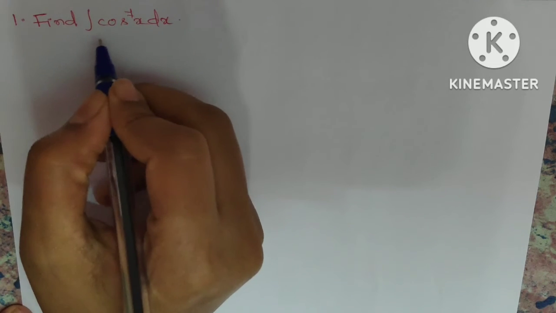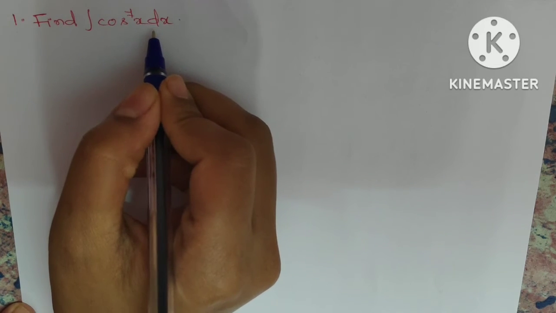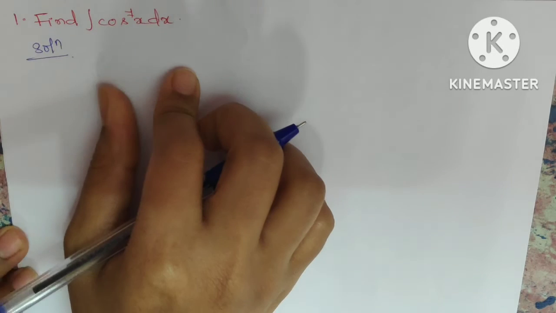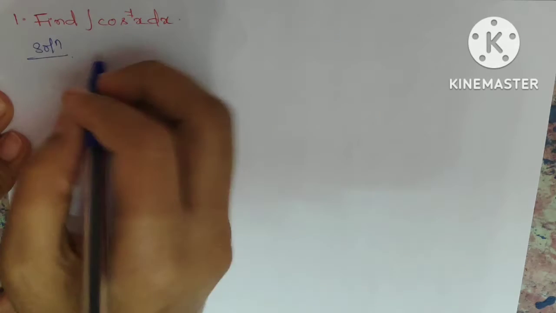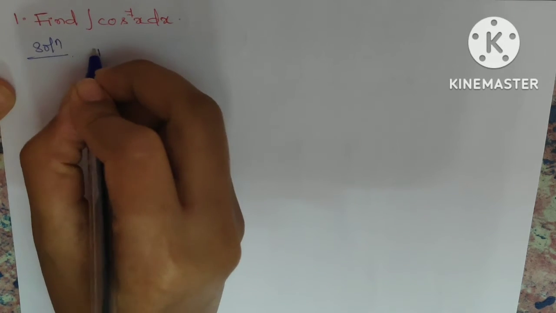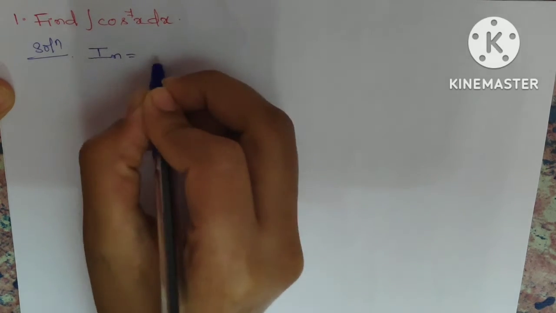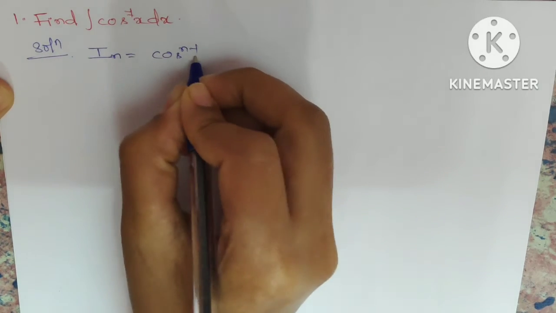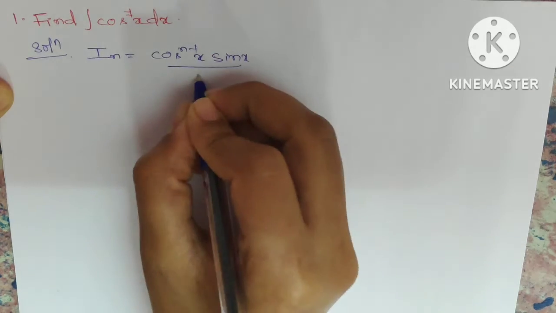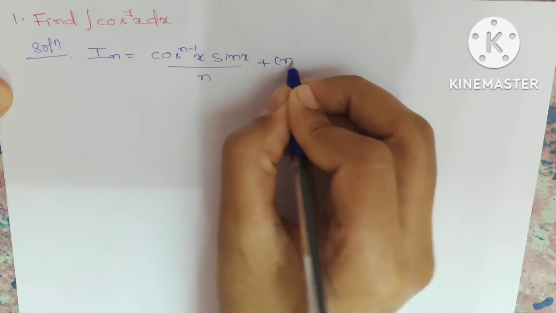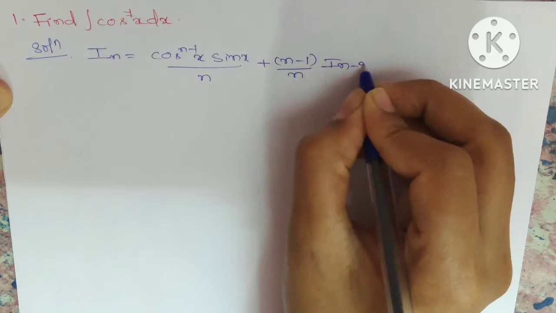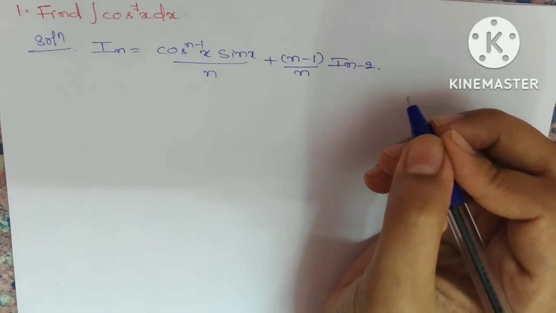First, find the integration of cos^7 x dx. Solution. We have the reduction formula for the integration of cos^n x dx: I_n equals cos^(n−1) x sin x divided by n, plus (n−1)/n times I_(n−2).